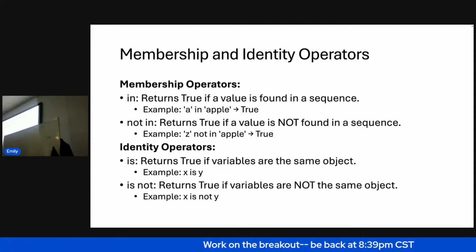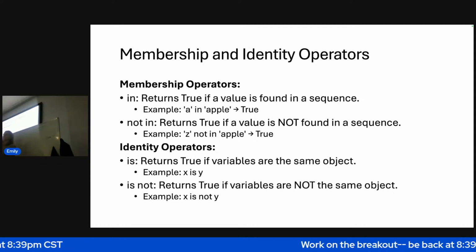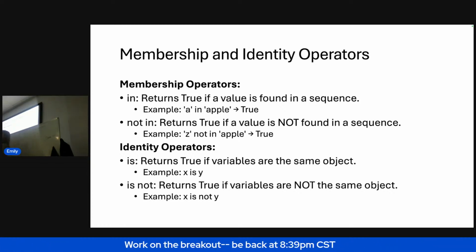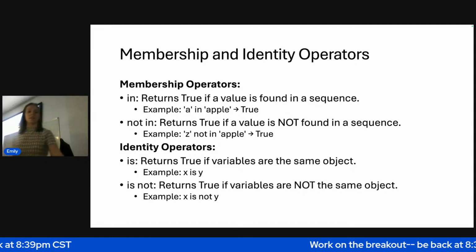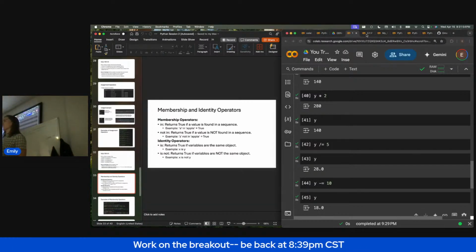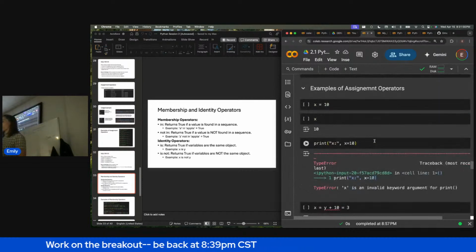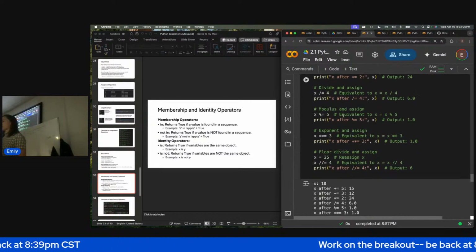There's another operator called not in, which does exactly what you would assume it would do. It returns true if the value is not in the sequence. So if we say Z not in apple, we would get a value of true. Let's look at these two and then we'll talk about identity operators. Let's look at the membership operators. Let's see, assignment operators, sorry.